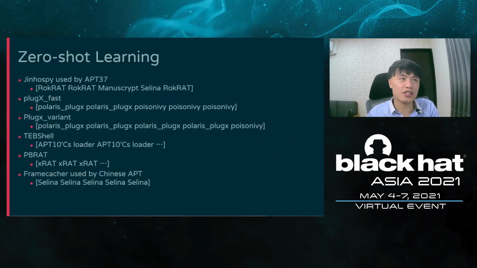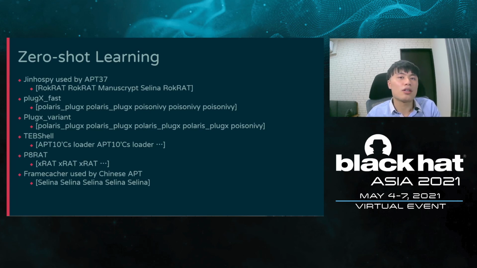That's fantastic. And here are some zero-shot learning results. We tested some APT malware not used in the training dataset. JinkoSpy is a new malware used by APT37, and we can see that the nearest neighbors are RokRAT, which is also used by APT37. And the PlugX fast version and other PlugX variants also show good results on zero-shot learning.